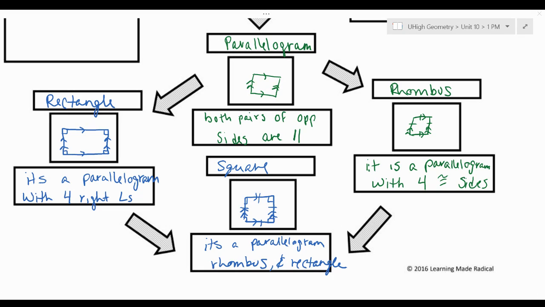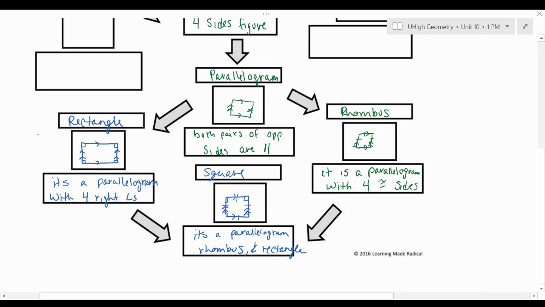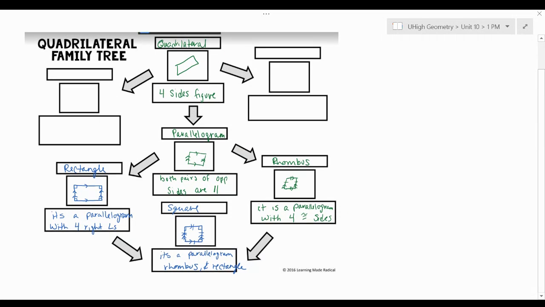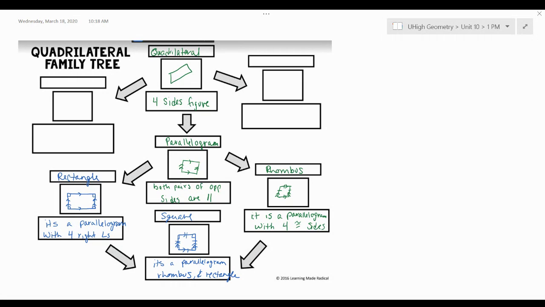So looking at this, we could have a quadrilateral. And if I'm thinking, okay, I want to classify something, if I know that it has 4 sides, I know that the opposite sides are parallel, and I know it has 4 right angles, I could follow my family tree down and say, okay, that means it has to be a rectangle because it hits all of the pieces all the way down.